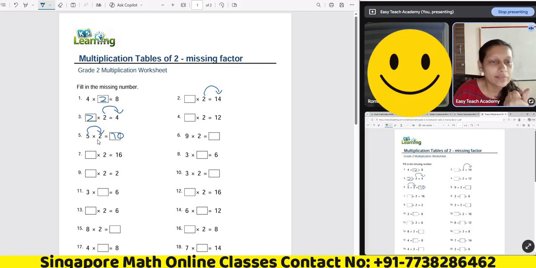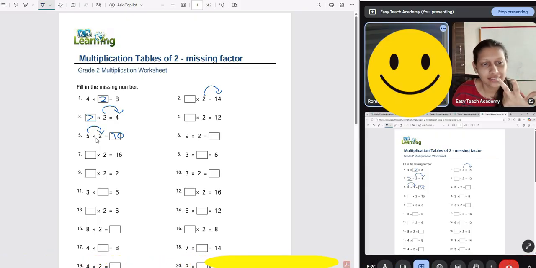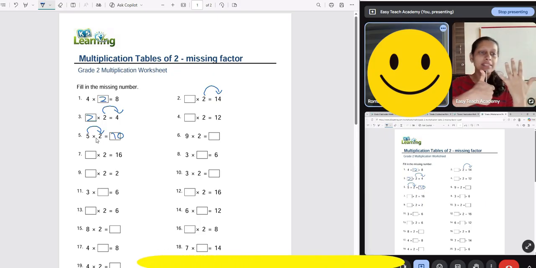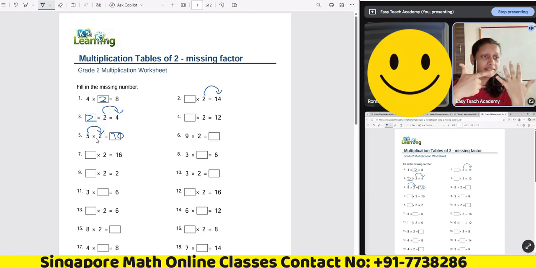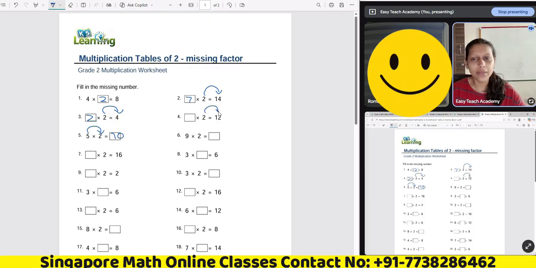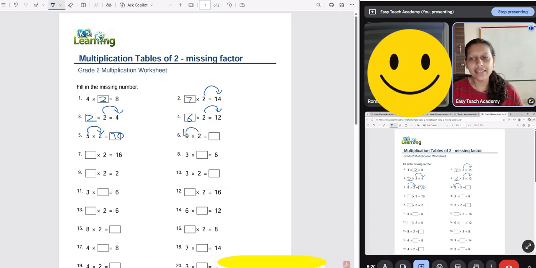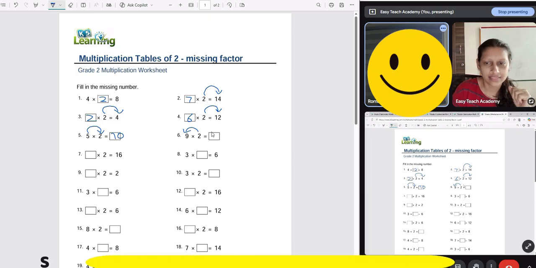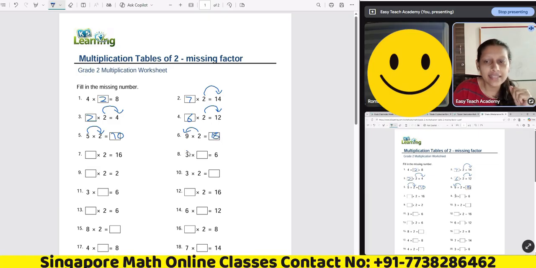Shall I help you? 2 times 1, 2, 2 times 2, 4, 2 times 3, 6, 2 times 4, 8, 2 times 5, 10, 2 times 6, 12, 2 times 7, 14. So how many times came? 7. So my answer is here 7. Now in the table of 2, how many times 12 comes? 6. Amazing. 2 times 9 is how much? 18. Good girl.